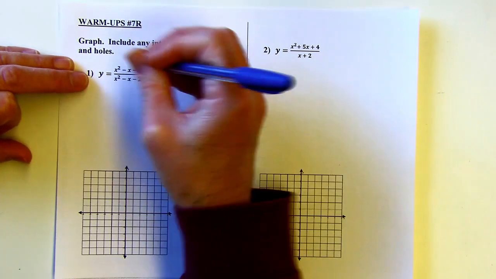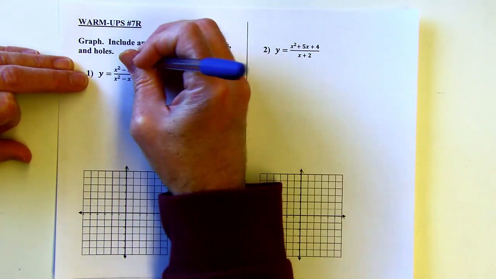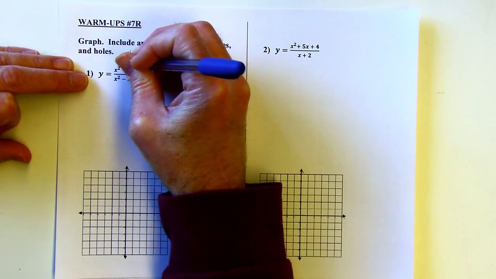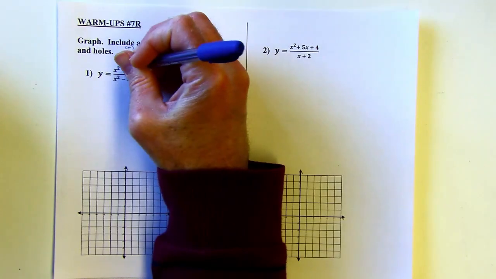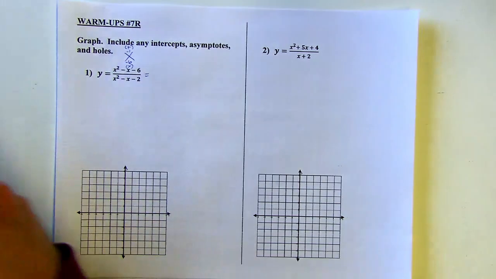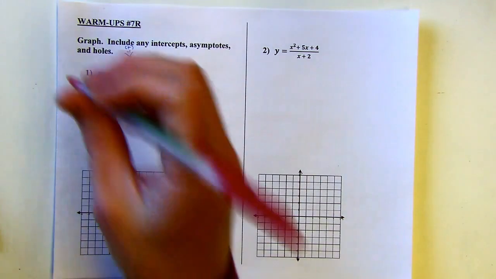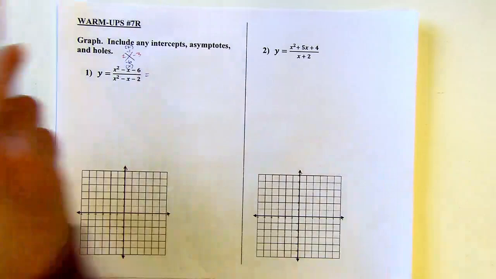So let's see the numerator here. Just going to do a little diamond problem here. I'm looking for two numbers that add to -1 and multiply to -6. So a 2 and a -3 is my winning combo there.